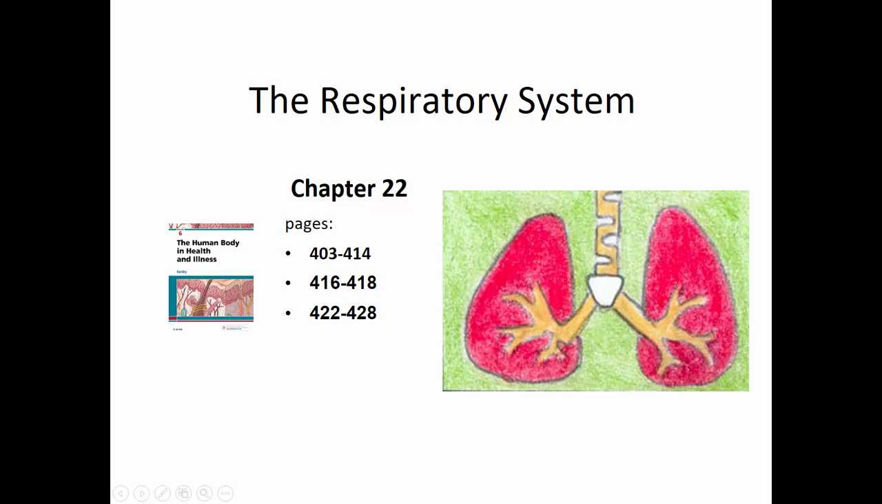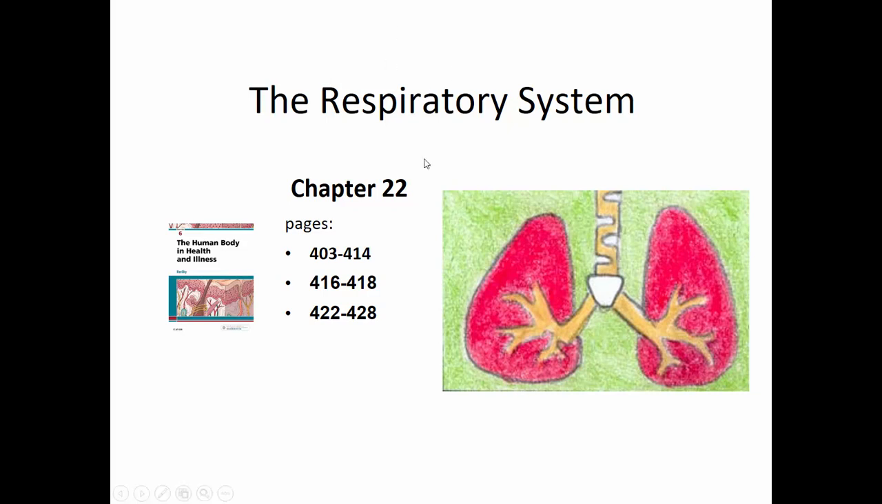Okay, this presentation is on the respiratory system, and information about the respiratory system can be found in chapter 22 of your textbook. Specifically, if you could read the pages that I've listed below here from chapter 22, I think that would be really helpful. There are some questions in this presentation that I'm going to leave unanswered, and you can find the answers to those questions within your textbook.